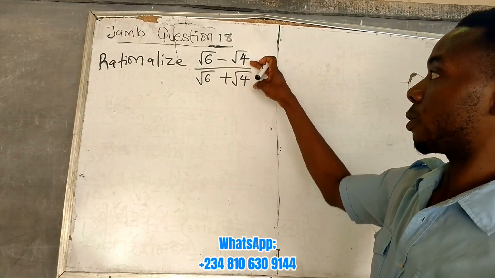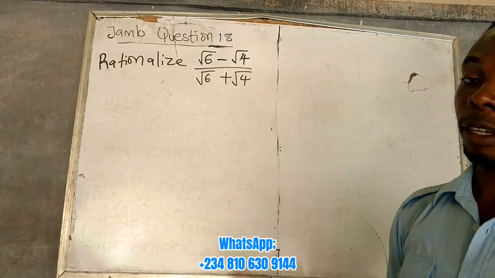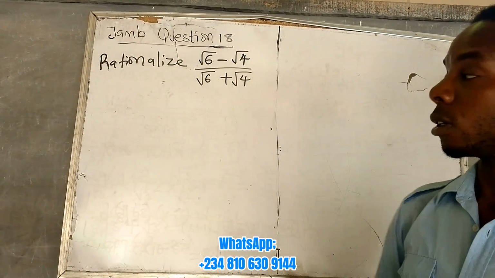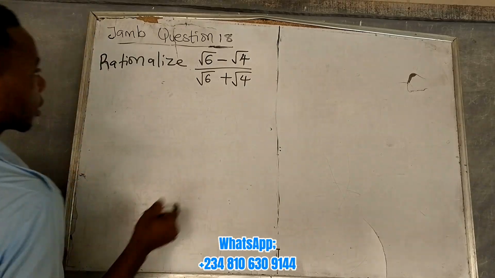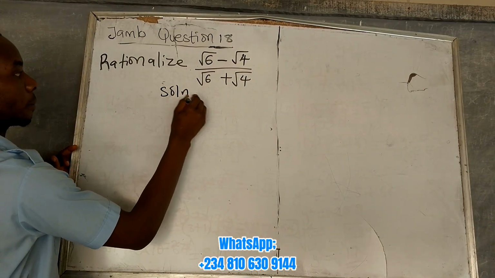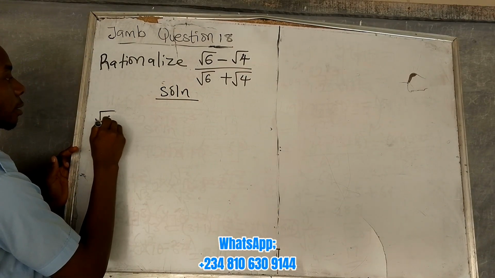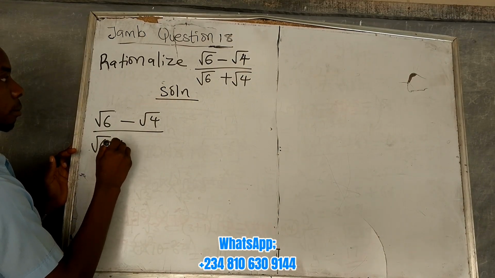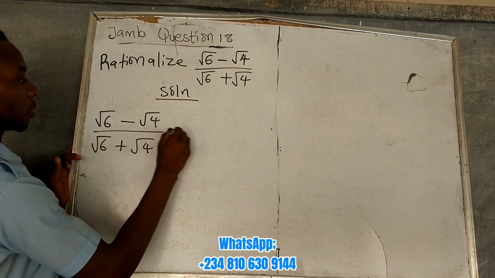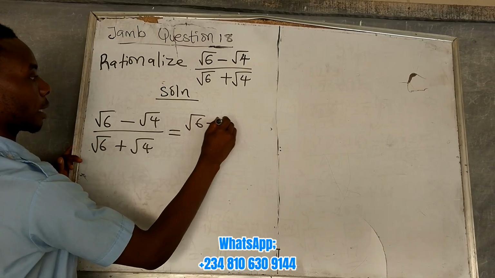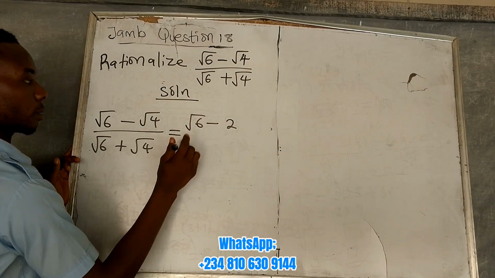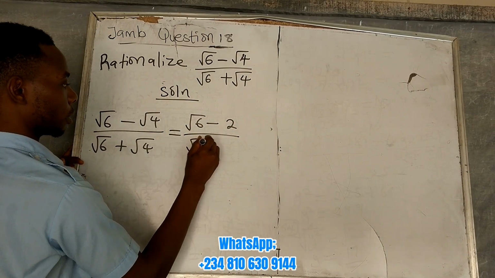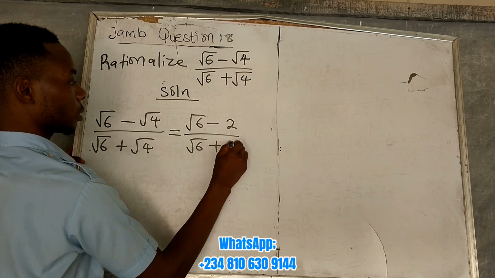This root 4 is a perfect square, so you can find the root 4. So root 4 is 2, right? So let's solve it first. So we have root 6 minus root 4 over root 6 plus root 4, which is equal to root 6 minus 2, since root of 4 is 2, over root 6 plus 2.